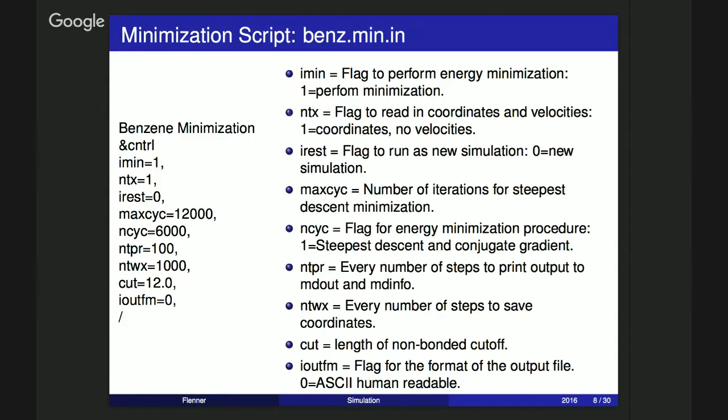There are many options. IMIN is one of the flags for energy minimization. And when the flag is 1, I'm saying perform minimization. NTX is just a flag that you read in coordinates and velocities. Once the coordinates are read in, you don't need any velocities. For energy minimization, you don't need any velocities.